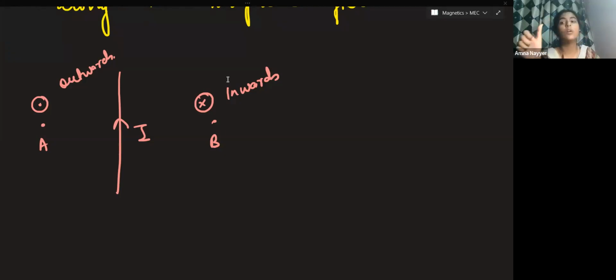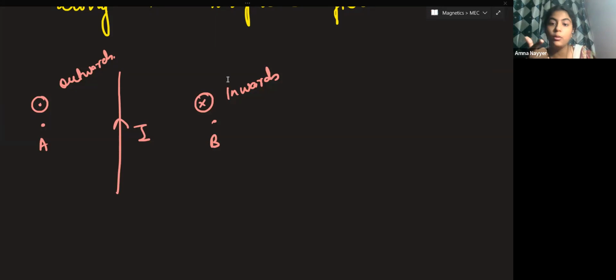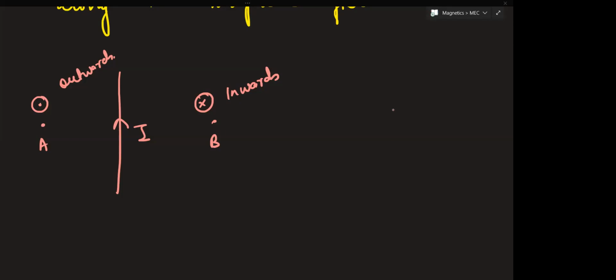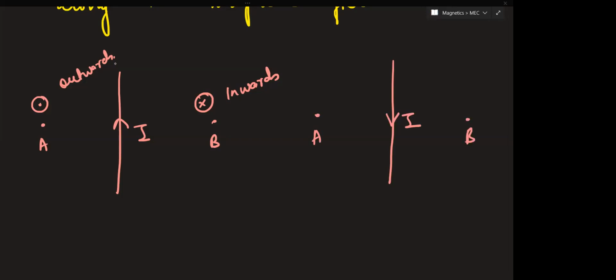Similarly, now try it for point B. Place your finger along the current and then curl it at point B. Suppose this is point B, this is my right hand, so I'll curl it towards point B. See if it is pointing towards you or towards the screen or the sheet. Towards the screen. So it means into the page, inwards. That shows inwards. Now this second part you people try. One more direction. All of you try for A and B.